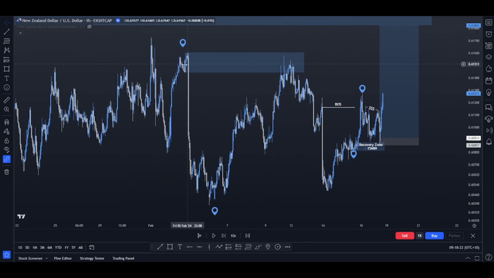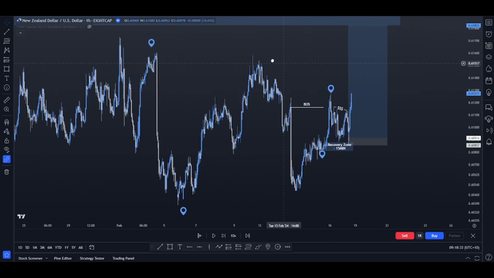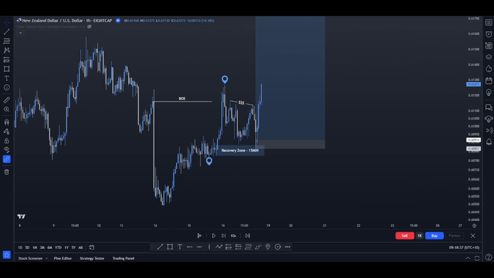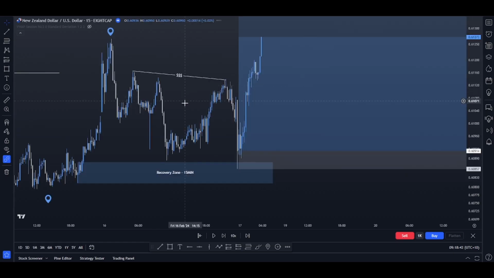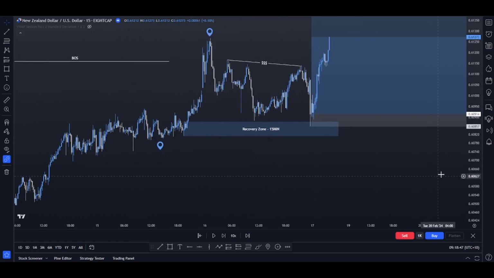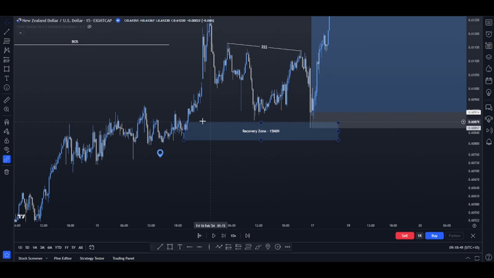Beautiful example there where price is overextended, price was stepping up, filled that recovery zone, massive move to the downside. Absolutely beautiful. Now getting back to the trade that is presented here, obviously we are working within this bullish 1 hour recovery zone. We want to be buying for that counter trend trade. We've got a 15-minute recovery zone beneath here.